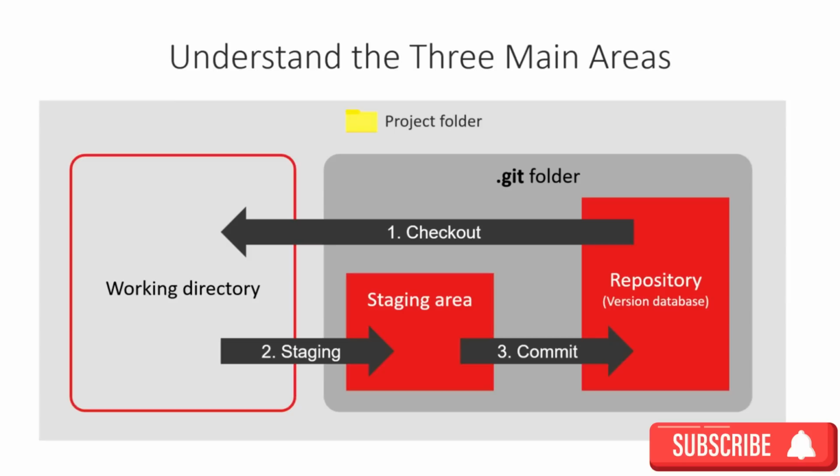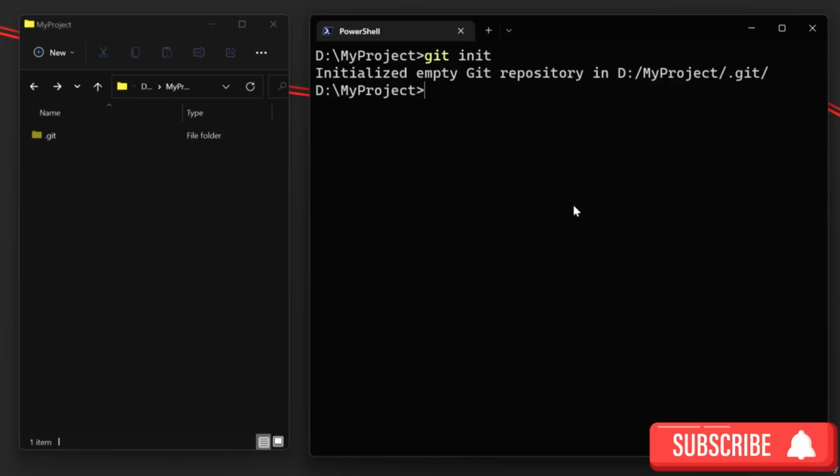Alright, in the next clip, you will create a file in the working directory and you will learn how to add that file to the staging area and how to commit it to the repository. In this demonstration, you will learn how to create your first commit. Let's switch to my command line.